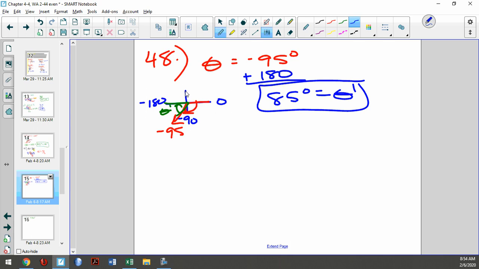Any questions over that? Well, we have to sketch. Yes, it does say to find the reference angle and sketch it in standard position. Okay? So you do want to sketch it every time. So that's how you're going to do 45 through 52. We good?